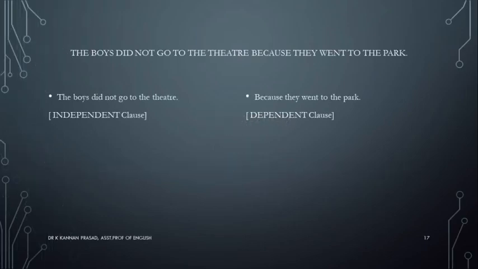Remember, we did this for the previous sentence as well. So the long sentence can be made into two clauses. The boys did not go to the theater because they went to the park. These are the two clauses we get. The boys did not go to the theater is clause number 1. Because they went to the park is clause number 2.